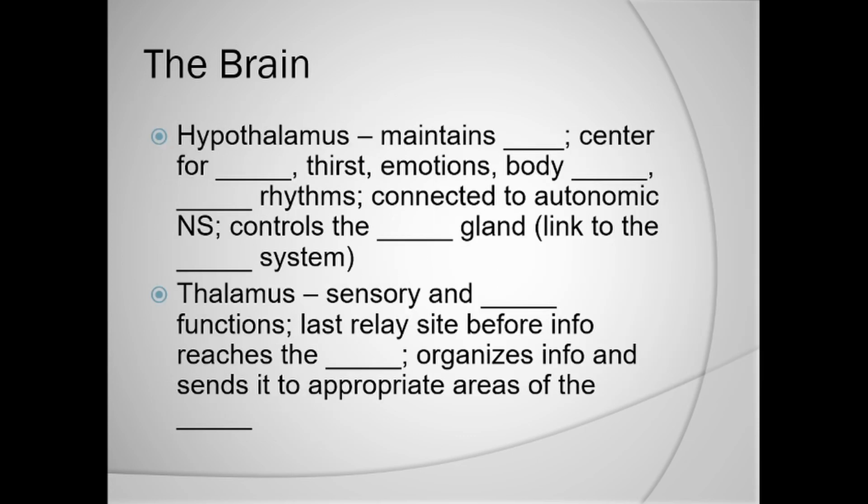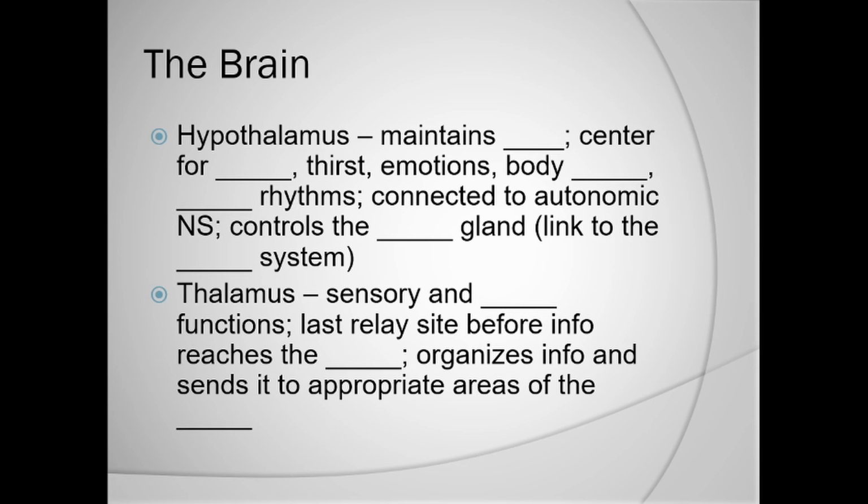Deeper in the brain, the hypothalamus, hypo means below, so it's below a region of the brain called the thalamus. It's the hypothalamus. It maintains homeostasis, and that's its big function, keeping things at an even keel throughout the body. Homeostasis means similar standing. So things are staying pretty much the same. It's the center for hunger, for thirst, for our emotions, for our body temperature, and what are called circadian rhythms.